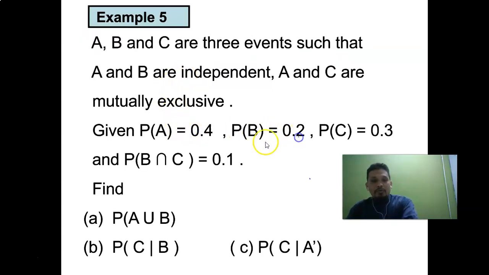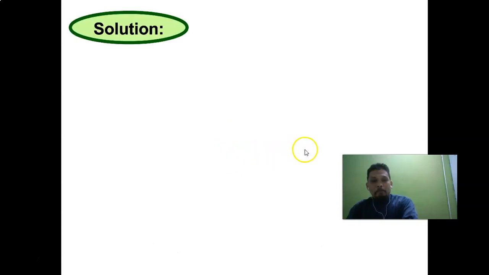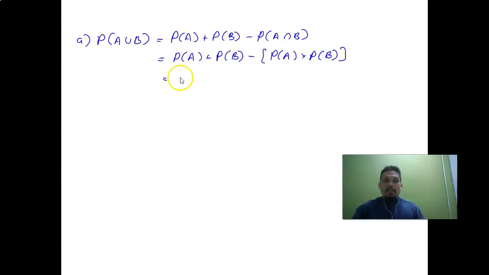0.4, 0.2, okay, and then 0.4 plus 0.2 minus the multiplication of 0.4 times 0.2, okay, so 0.4 plus 0.2 minus 0.08, I think so. It is 0.52.